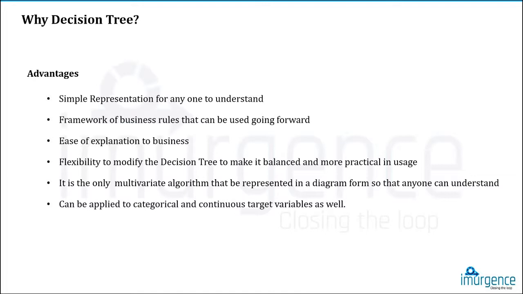It's only the multivariate algorithm which becomes very easy to depict over here. So when my y has more than two classes, that it's not binary but more than two, that is where decision tree becomes mandatory in a way. And it can be applied to categorical as well as continuous target variables. So all you need to do is just a little bit of tweak, and it basically understands that yes, I have to do a prediction or a classification model. And these are the major reasons as to why decision trees are used.